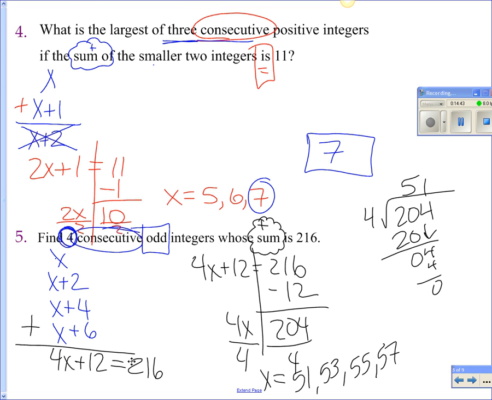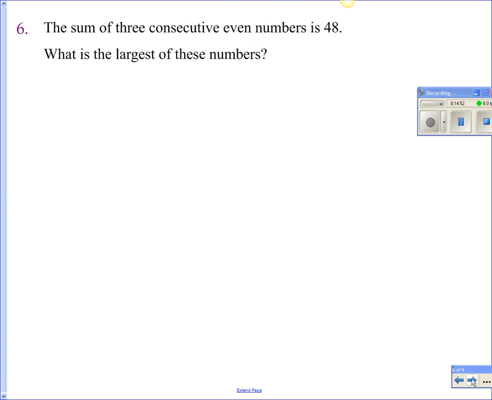All right, questions on those? Not on this one. Okay. All right, next page, flip it over. No, not yet. Number 6, the sum of 3 consecutive even numbers is 48. What is the largest of these numbers?